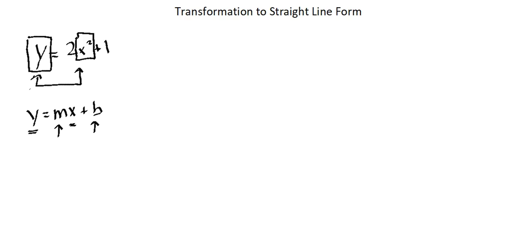And notice that I can match a variable to each of these variable locations in the general form. Instead of y and x, they're y and x squared, but I do see a linear relationship in y equals 2x squared plus 1. The relationship which is linear is the relationship between y and not x, but x squared. So that's already in a linear relationship that we can identify.